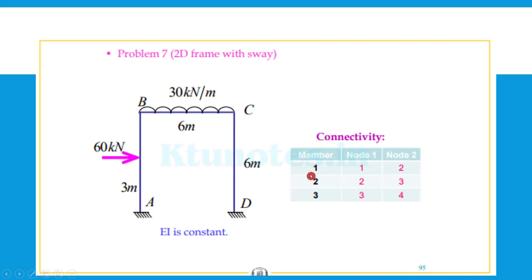So the quantity will be member 1, member 2, member 3 between the different nodes. E is a constant. This value is 3 meter. This is 3 meter. Totally 6 meter, 6 meters length of the beam. 30 kN per meter is the UDL and 60 kN is the horizontal load.